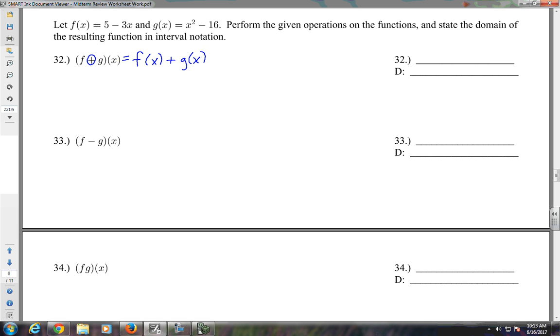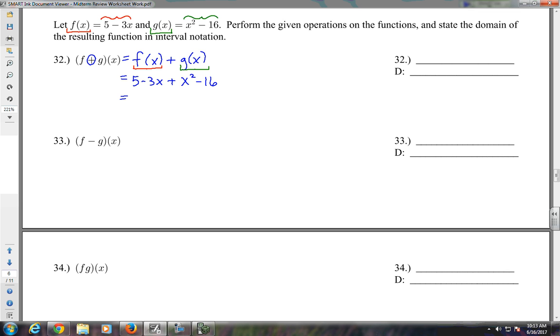So if I start with f of x and I observe what is the rule for f of x, it is 5 minus 3x. So I'm going to completely replace the function name with the function rule. I'm going to do the same thing for g of x. I'm going to replace the function g of x with its rule, completely replacing the name there, calling it x squared minus 16. Once you've done all your substitution, your goal is to simplify, making sure to put it in descending order.